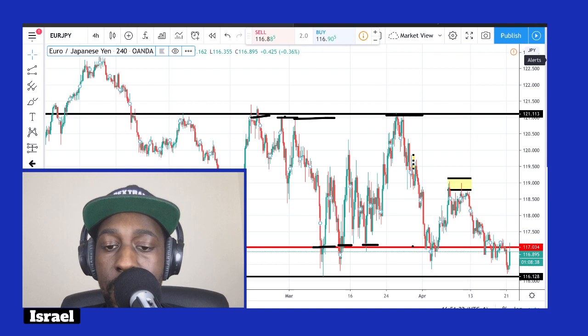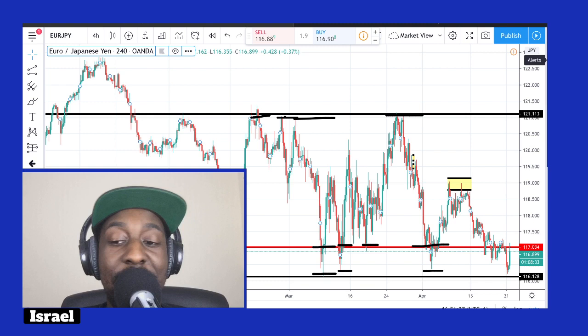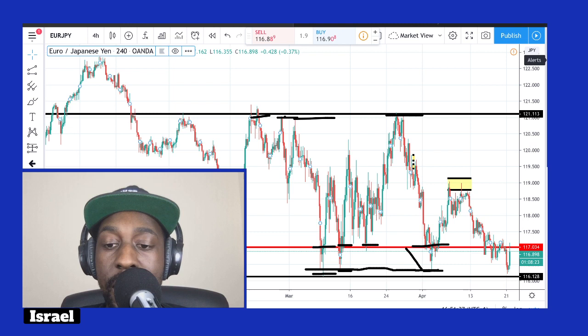So again, this doesn't guarantee anything. But if we're smart enough to say, okay, cool, price has previously dropped from these areas in April, this was the bottom. Are you going to tell me that this is coincidence? That price dropped to this area and is now trying to bounce off.